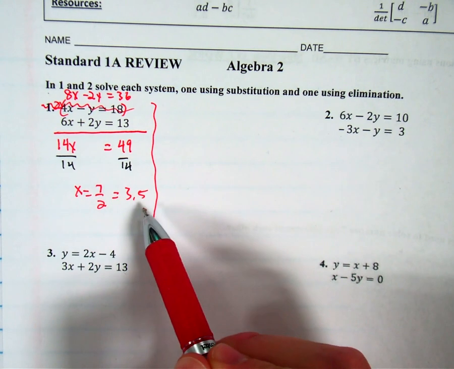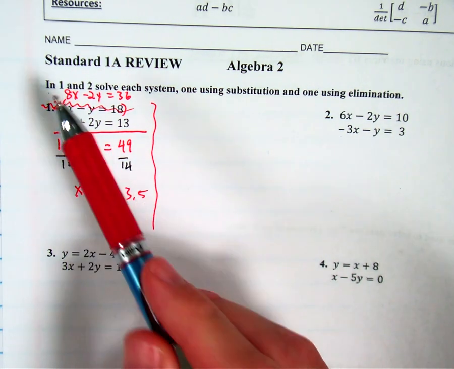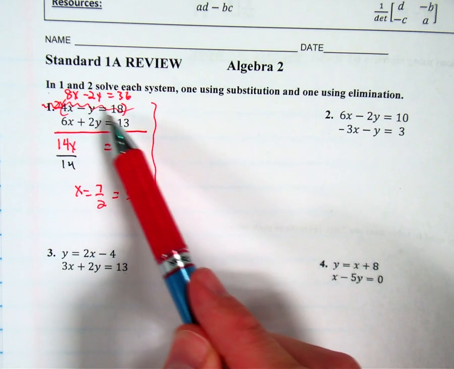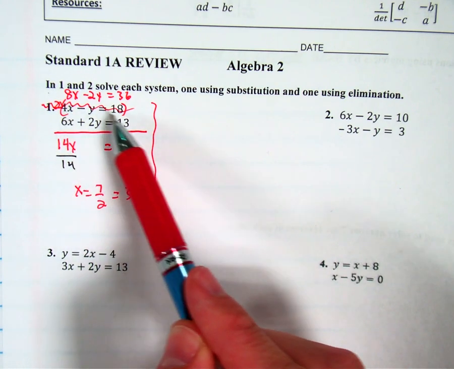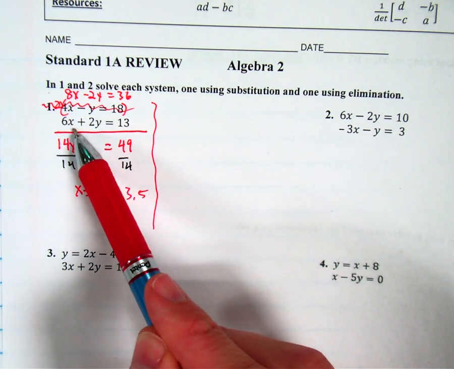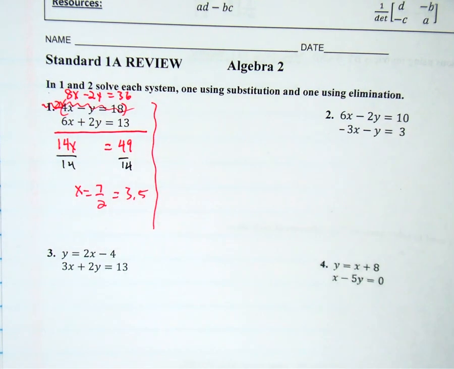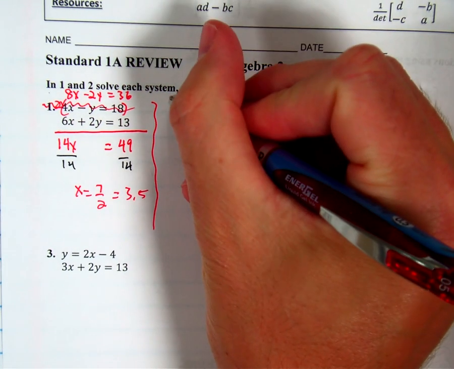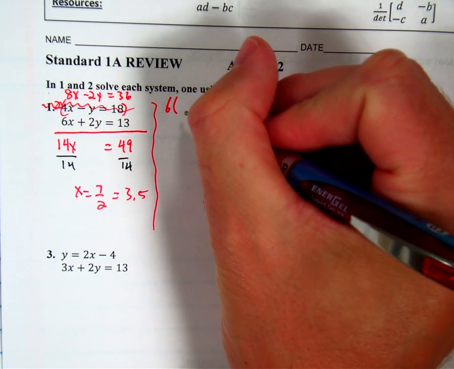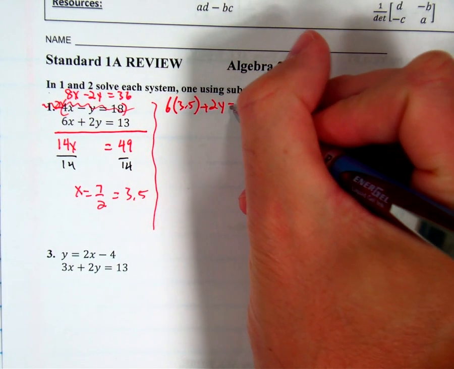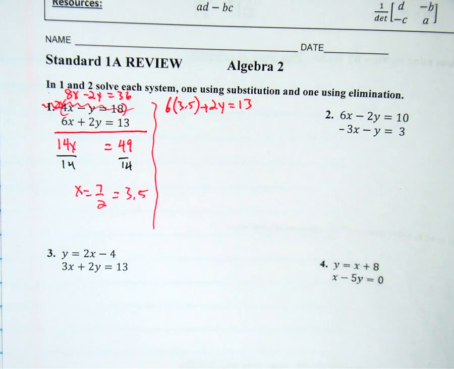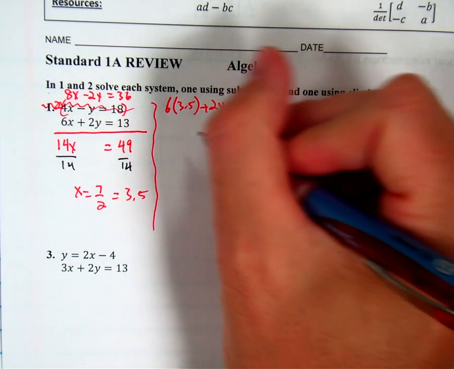Next, we're going to substitute that x equals 3.5 back into any of the problems. The middle line that's original there, that's why I don't black it out. What if I want to use that one? Or even your new one up there. I'm going to use the bottom one. 6 times 3.5 plus 2y equals 13. Okay, 6 times 3.5 should be 21.